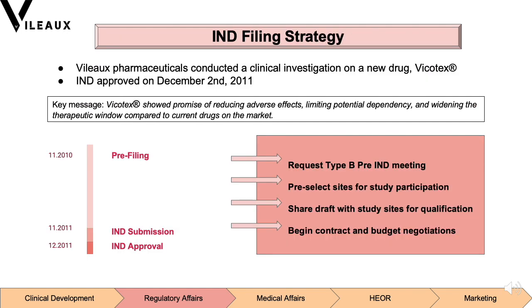To begin with our IND filing strategy, Regulatory Affairs requested a Type B pre-IND meeting. This is the first formal interaction with the FDA regarding the drug. The overarching purpose of this meeting is to get in front of the FDA so that VILO can validate the clinical development program before we begin work and avoid time-consuming errors. A few suggestions Regulatory Affairs had to streamline the process included pre-selecting sites for study participation, sharing draft protocols with study sites for qualification, and beginning contract and budget negotiations all before approval of the IND.